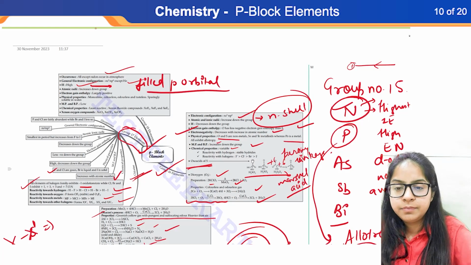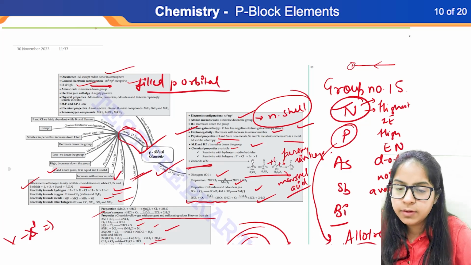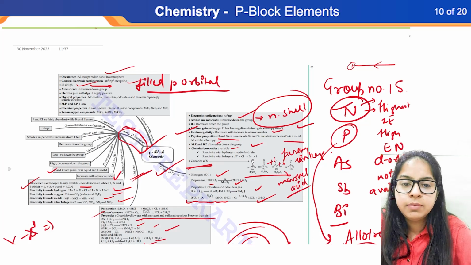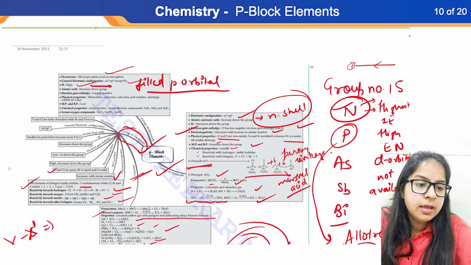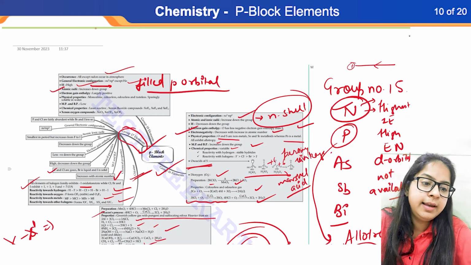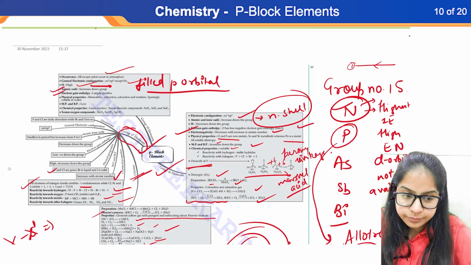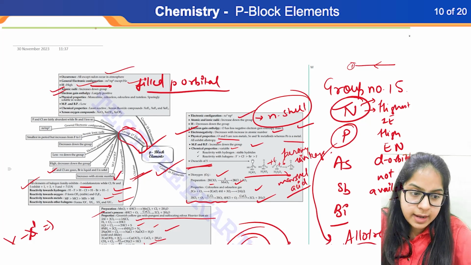Half-filled and fully filled p orbitals have extra stability because of the symmetry present there. Now the atomic radius. Atomic radius increases down the group. Electron gain enthalpy is largely positive.